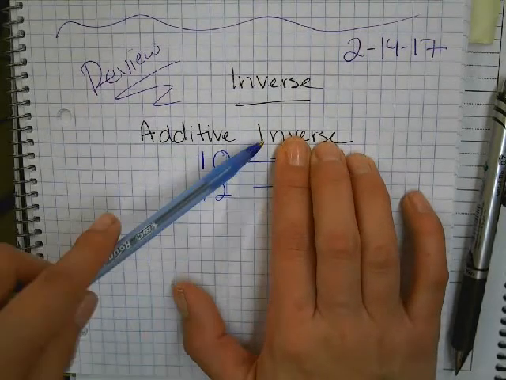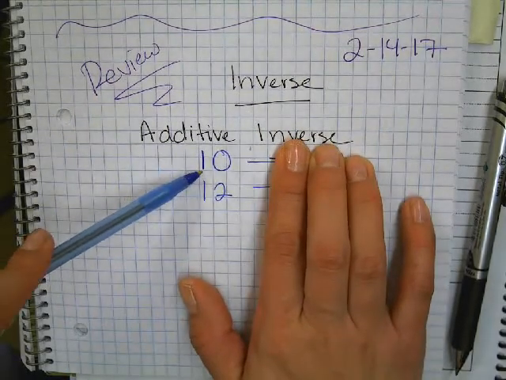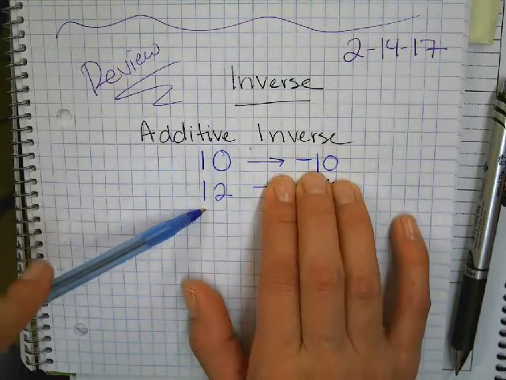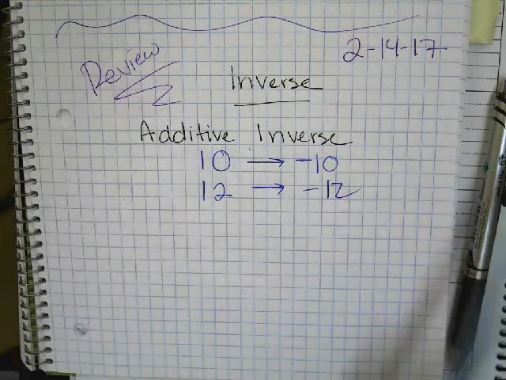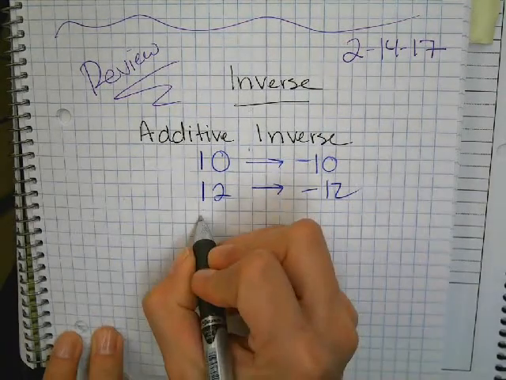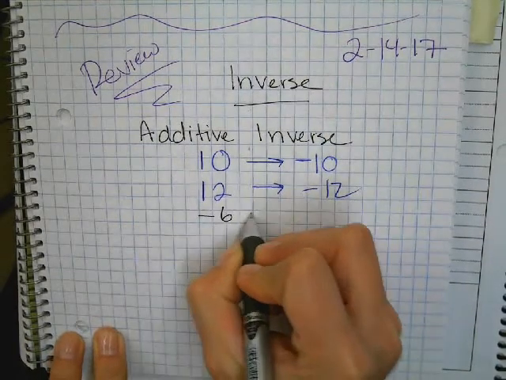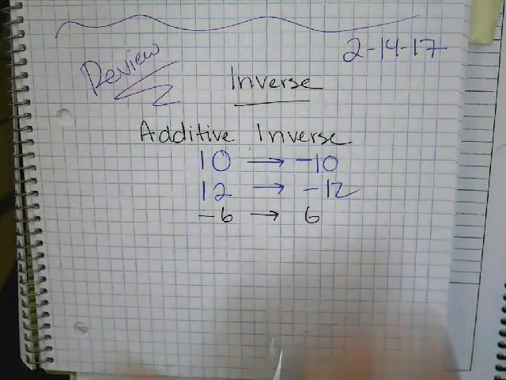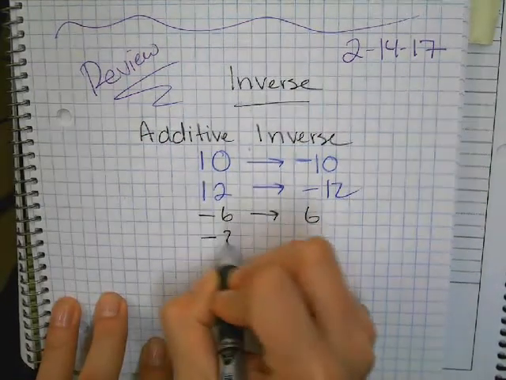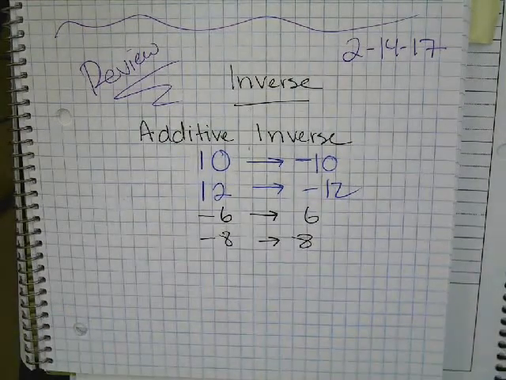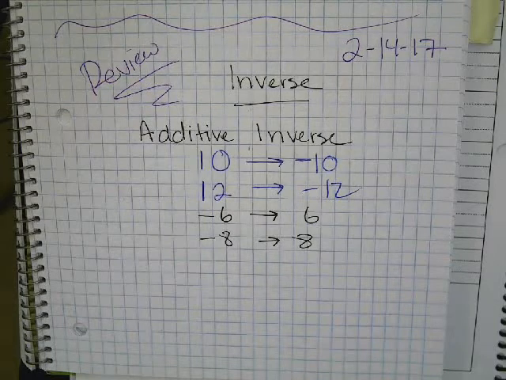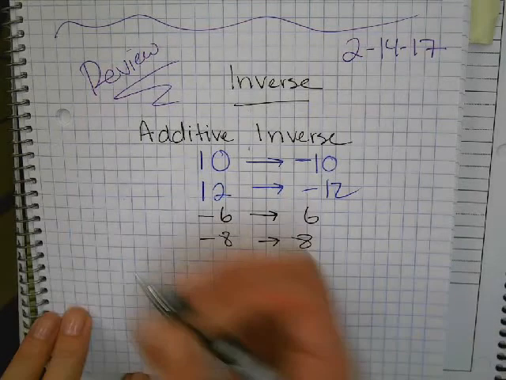Alright, so additive inverse. Class, what's the additive inverse of 10? Good. What's the additive inverse of 12? Good job, guys. Good job. Alright, what's the additive inverse of negative 6? 6. What's the additive inverse of negative 8? 8, right? So, if it starts off positive, it becomes negative; if it starts off negative, it becomes positive. That's called the additive inverse. Alright? Now, super fancy word.